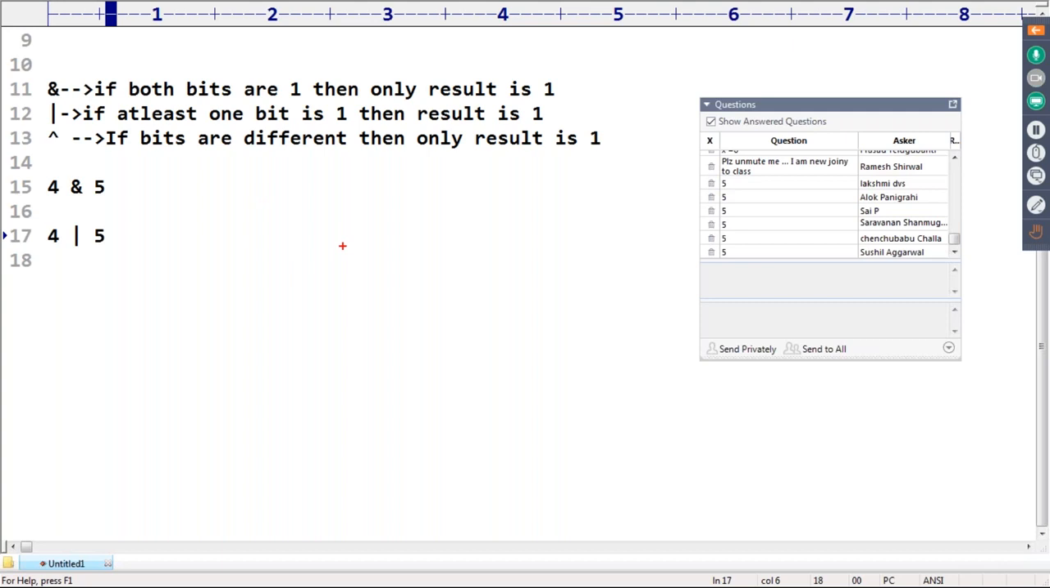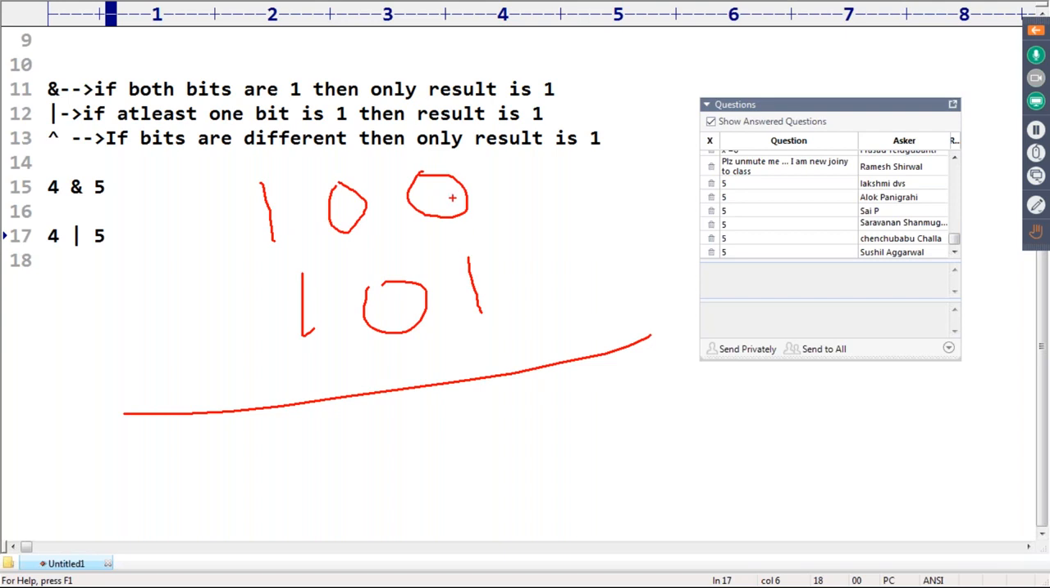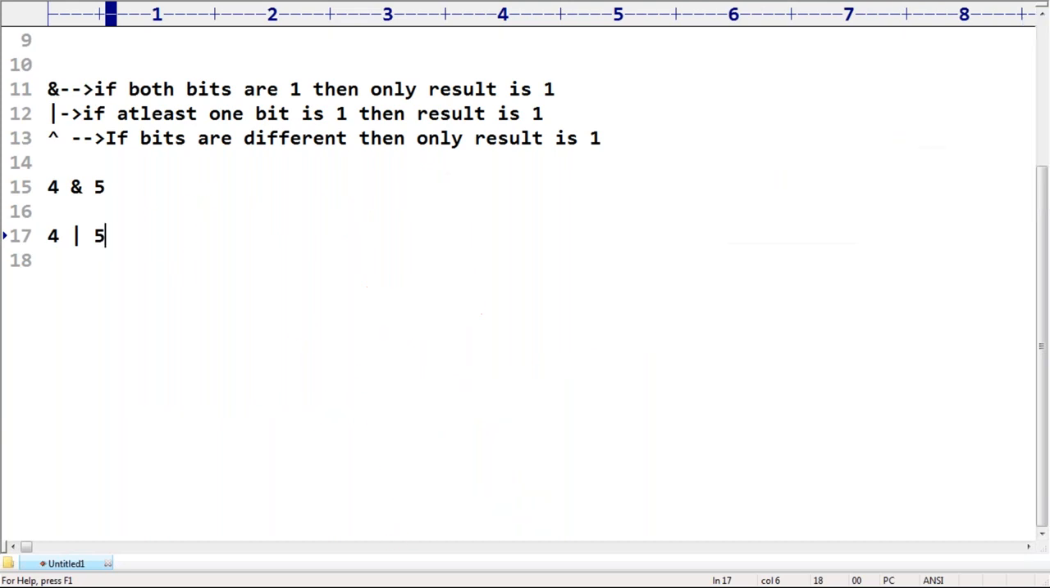4 means 1 0 0, and 5 means 1 0 1. 0 OR 1 gives 1. 0 OR 0 gives 0. Next, 1 OR 1 gives 1. So 1 0 1 means 5 is the answer. Remember, 1 0 1 itself is 5.